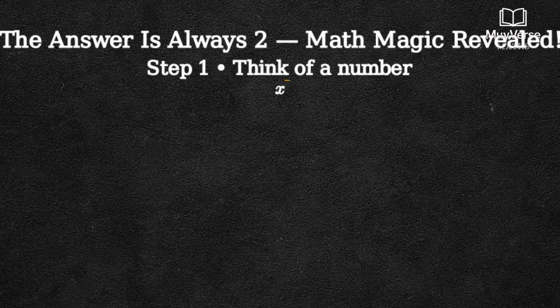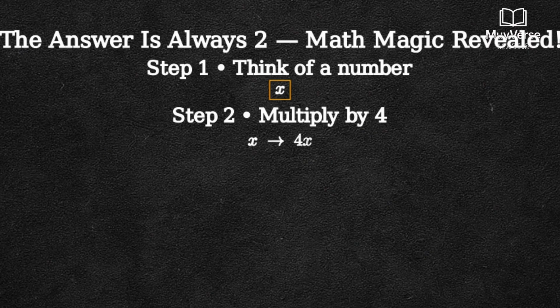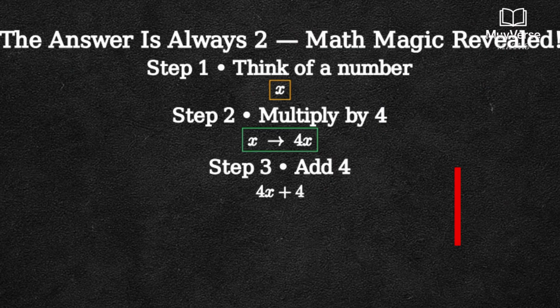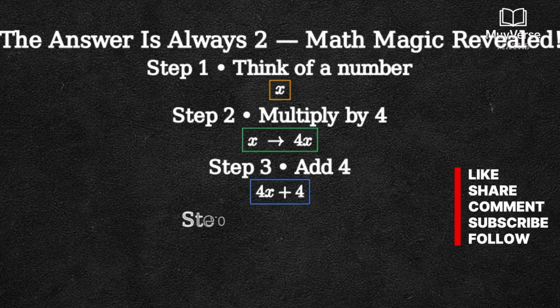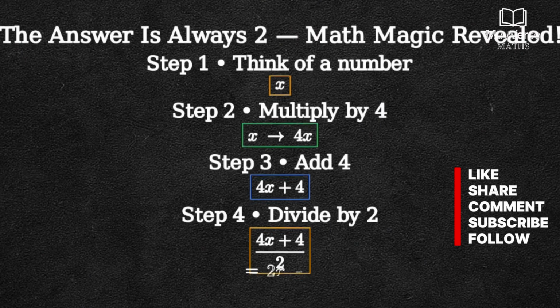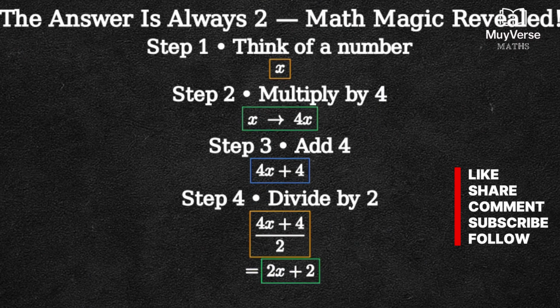Call it x. Step 2. Multiply by 4. So x becomes 4x. Step 3. Add 4. Now you have 4x plus 4. Step 4. Divide by 2. The quantity 4x plus 4, all over 2, simplifies to 2x plus 2.